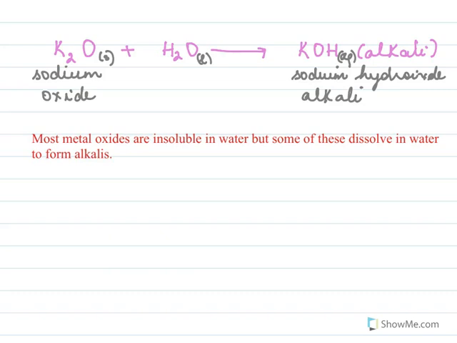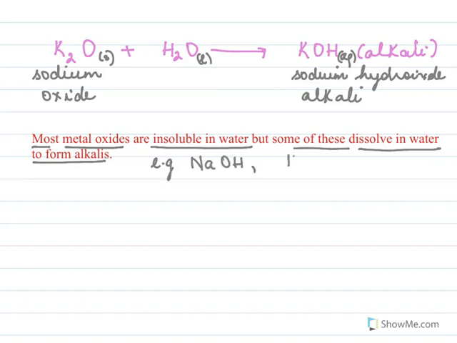So here we have seen that sodium oxide and potassium oxide dissolve in water to form alkalis. All metal oxides do not dissolve in water. Most metal oxides are insoluble in water. Some of these dissolve in water to form alkalis. So what are alkalis? Alkalis are metal hydroxides that are soluble in water. And the examples of alkalis we have said are sodium hydroxide and potassium hydroxide. These are alkalis that dissolve in water.